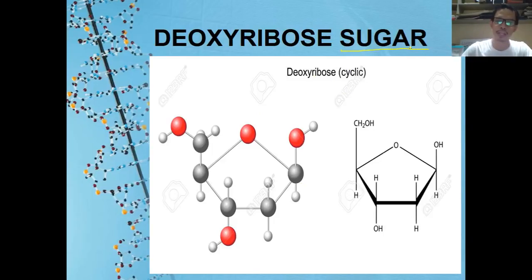In this particular picture, as you can see, it is made up of 1, 2, 3, 4 oxygen atoms, 1, 2, 3, 4, 5 carbon atoms, and a lot of hydrogen atoms. Please do take note that the deoxyribose sugar is always shaped like this, with an oxygen on the tip of the pentagon. This is a sugar molecule.